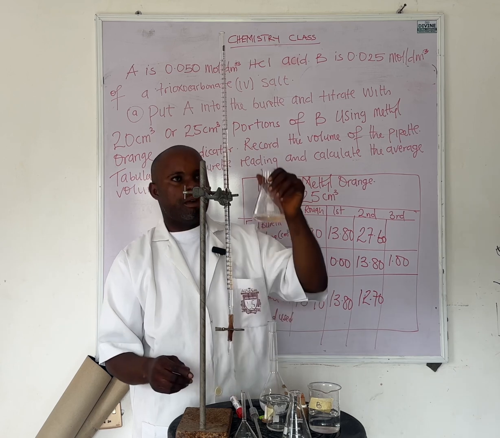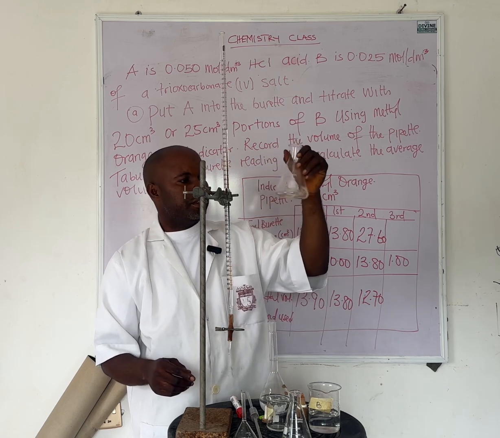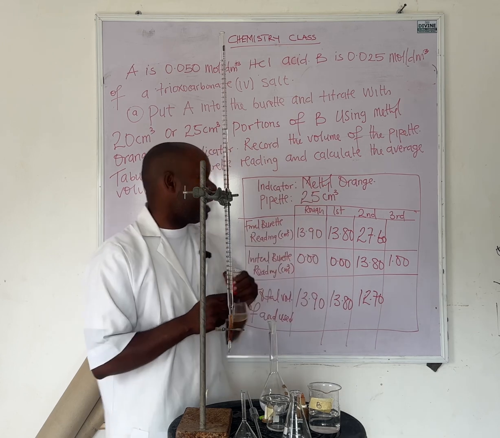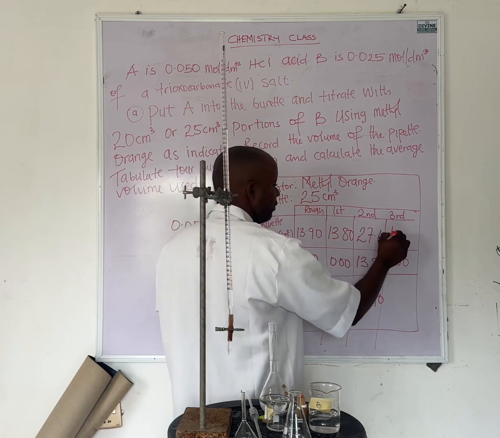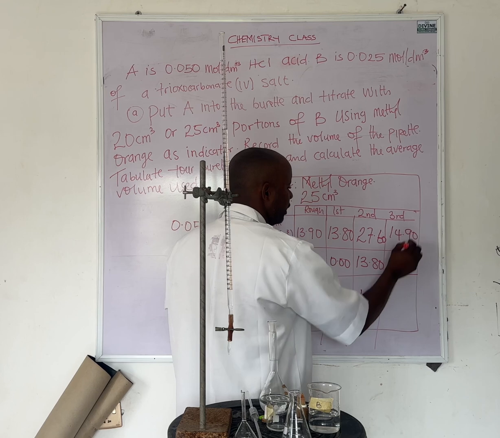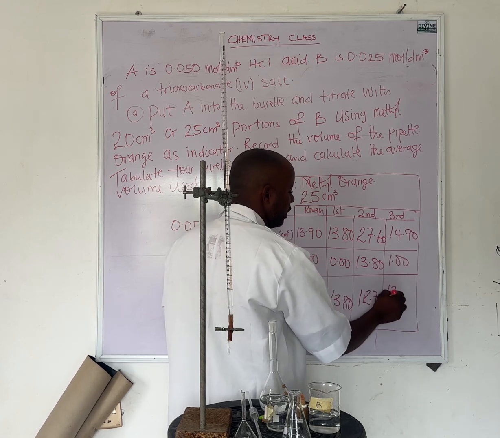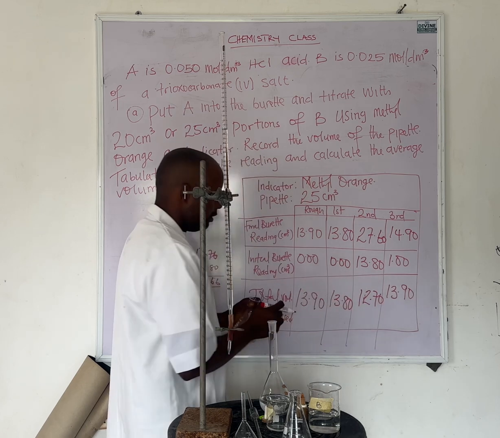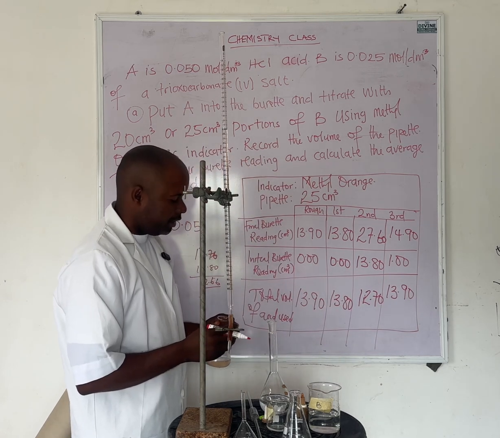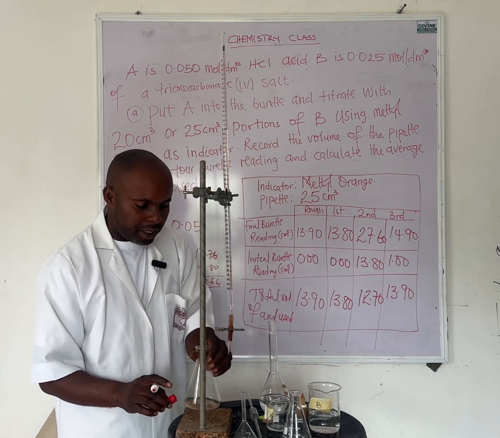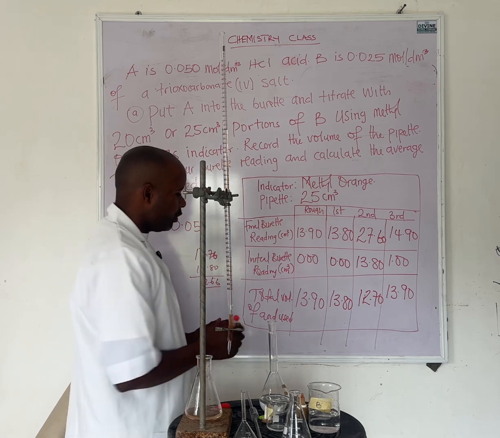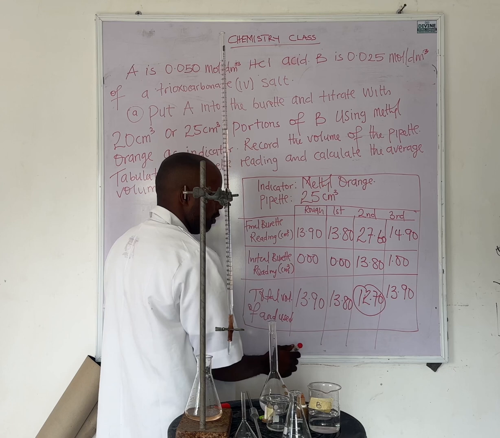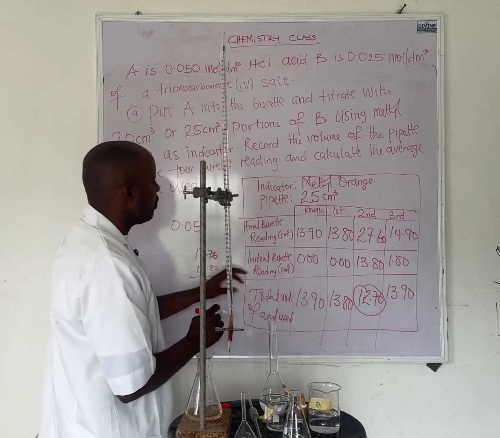All right, there's a color change. All right, we have 14.9. Here we have 13.90. So you can see now, we are done with the titration. If you notice that this value is kind of far from these two values, you can actually say we are done with the titration.